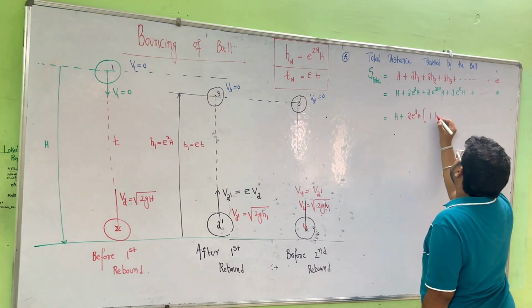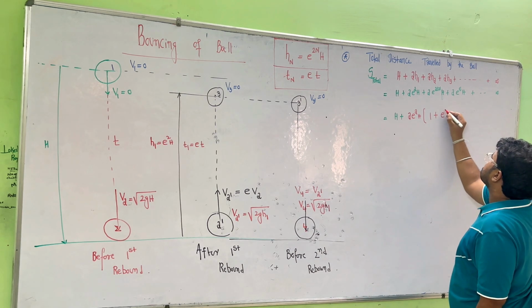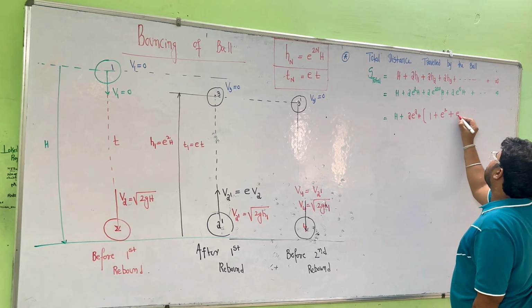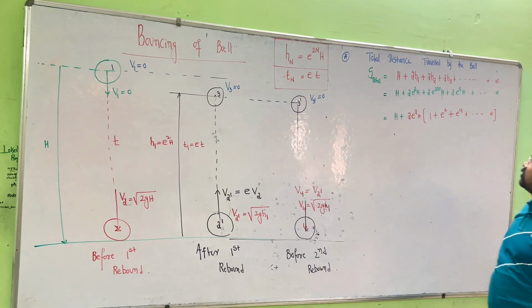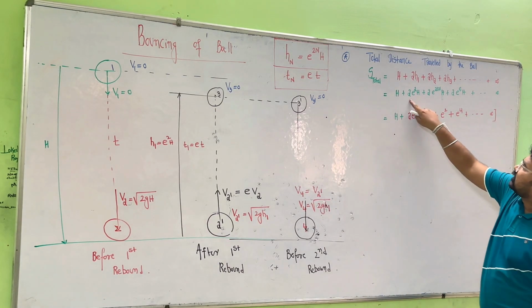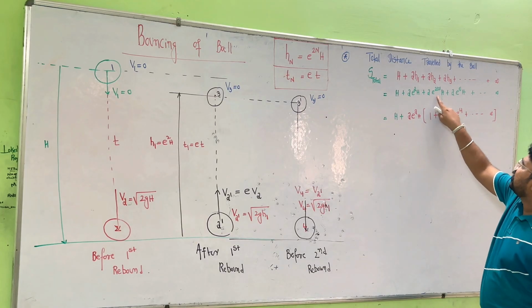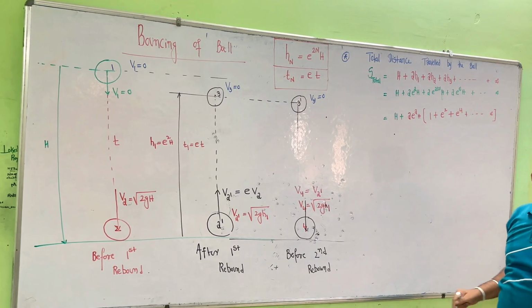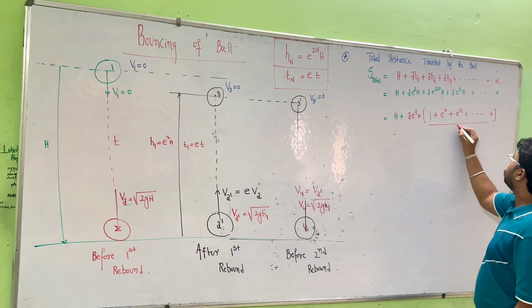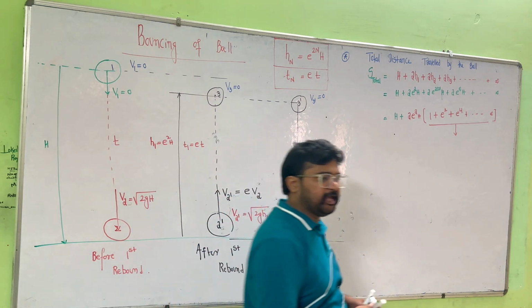Then 1 plus, ఇక్కడ ఏమొస్తుంది? e square వస్తుందా? తర్వాత e power 4 వస్తుందా? And so on up to infinity. 2 times of e square h taken common. ఓకేనా? e square h కామన్. ఇక్కడ 1 వస్తుంది. e power 4 కాబట్టి e square. e power 6 కాబట్టి e power 4 వస్తుంది. From up to here we can confidently say that this is an infinite GP.